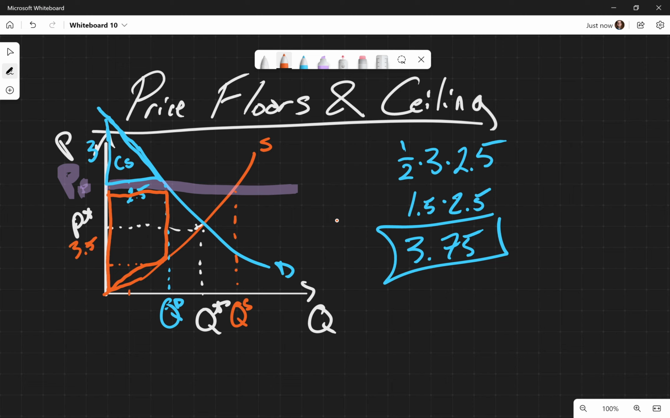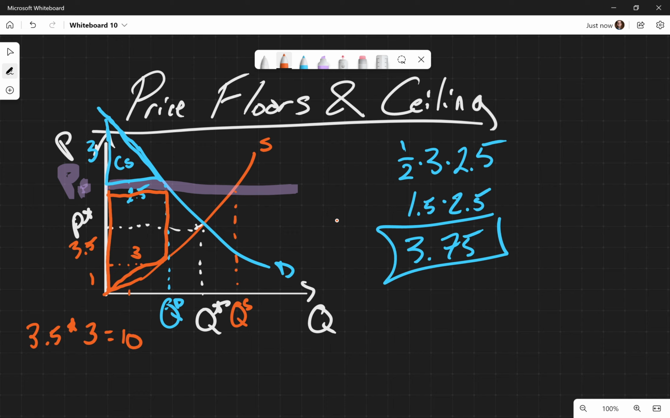And then this is going to be 1, 2, let's just call that 3. And this is going to be 1. So in order to get my area of this producer surplus here, I have to do 3.5 times 3 in order to get my area of this rectangle, right? 3.5 times 3 is going to be 10.5.